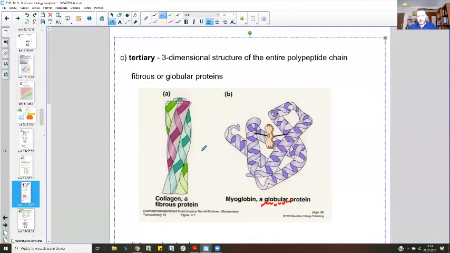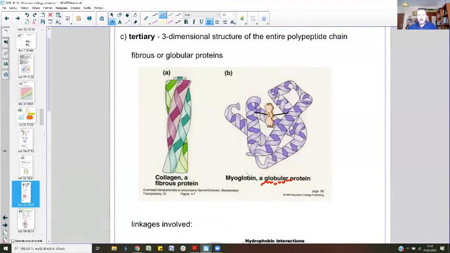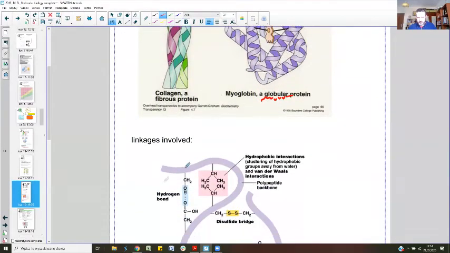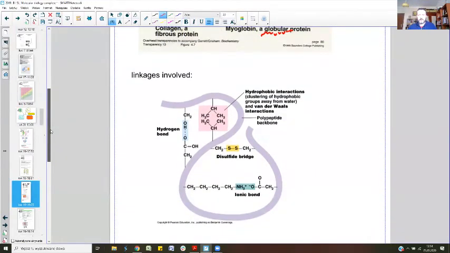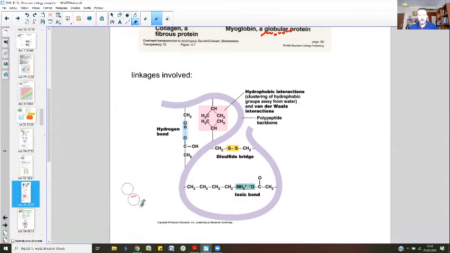What links are responsible for maintaining the tertiary structure of a protein? Here is quite a high variety of links. One type of bond, the one that we already know from molecular biology, is hydrogen bonds. But this time they are made between the R groups. Here you can see one R group and the other R group. So not between amine groups and carboxyl groups, but between R groups of amino acids.